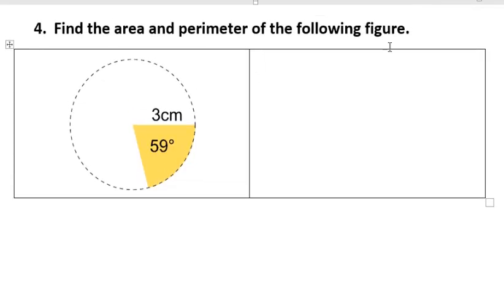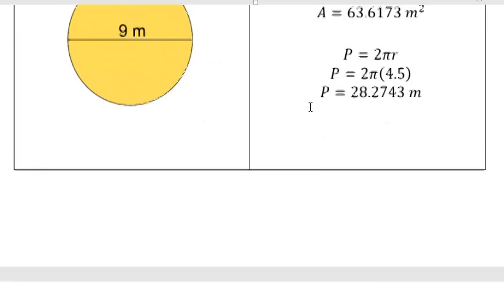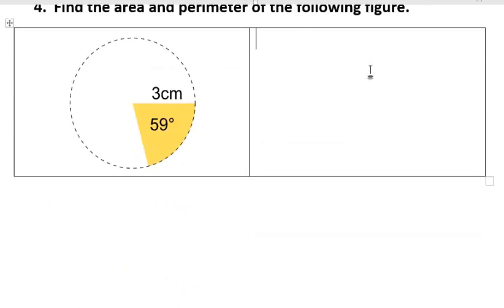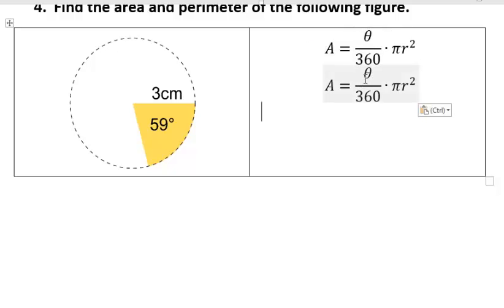Okay. Find the area and perimeter of the following figure. This one is a sector. I'm not asked to find the area and perimeter of the whole circle, but only this piece in here, this slice of pizza. That's a sector, so I'm gonna need the formula for a sector. It's basically a fraction times the area of the circle. The angle in this case is 59 degrees, so I'm gonna put 59, and the radius is 3 centimeters.